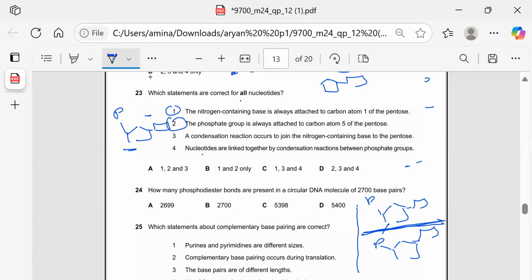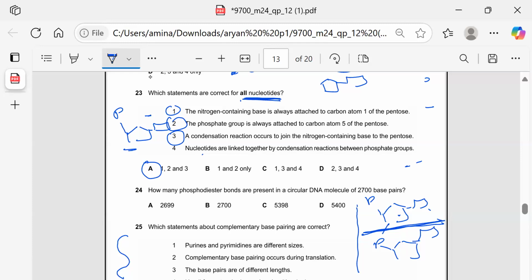And then comes the condensation reaction. Condensation reaction is happening between a pentose sugar and a nitrogen containing base, which is 3. So the answer is A. My mistake was that I was taking nucleotide as a DNA molecule. They are talking about a single nucleotide, so I need to consider a single nucleotide. My answer is going to be A.